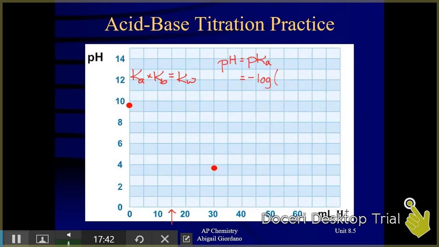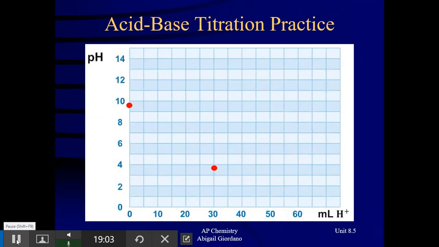So to find that Ka, I can do Kw divided by the Kb that was given in the problem, 2.3 times 10 to the negative 8th. And when you plug all of that into your calculator, the pH comes out to be 6.36. So that is the data point at the halfway point. So let's plot that.